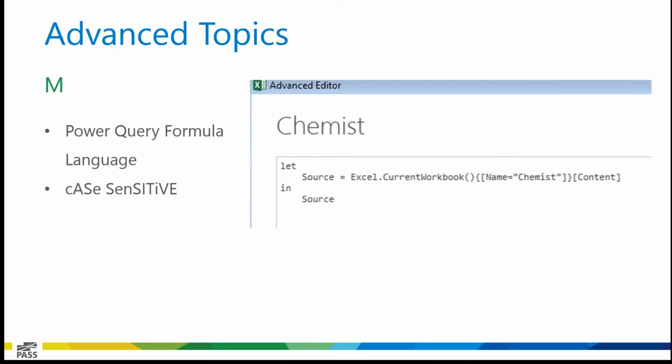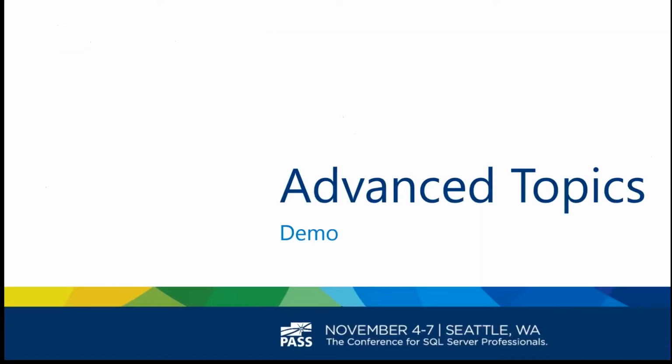And then you have M. Officially it's called the Power Query Formula Language, but it's a lot easier to just call it M, which is kind of the informal nickname for it. M, I believe, stands for mashup, because in Power Query the engine behind the scenes is called the mashup engine, so I believe that's why it's called M. This is actually really cool stuff. We've done a little bit already, and I'm going to show you a little bit more. And I do want to make sure to stress that it is case sensitive. It's really, really important. All right, so advanced topics, demo.